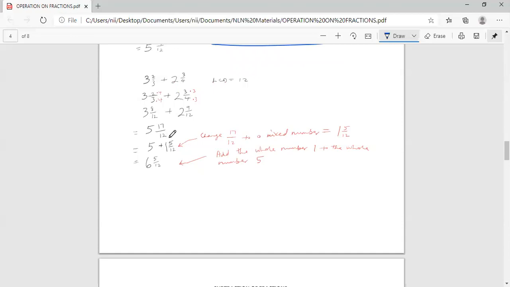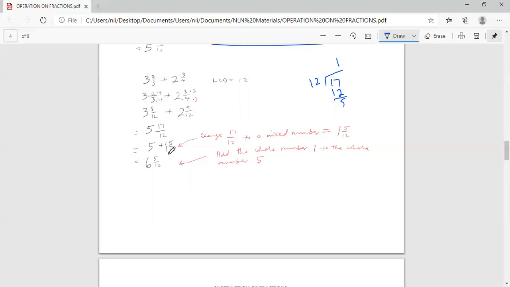So to convert to a mixed number, I have to divide 12 into 17. Remember, you divide 12 into 17. All right. So if you divide 12 into 17, you have one whole number, leaving 12. And if you subtract, leaving 5 as the remainder. So it's one whole number, right? 5 out of 12. One whole number, 5 out of 12. This is the mixed form of 17 out of 12.